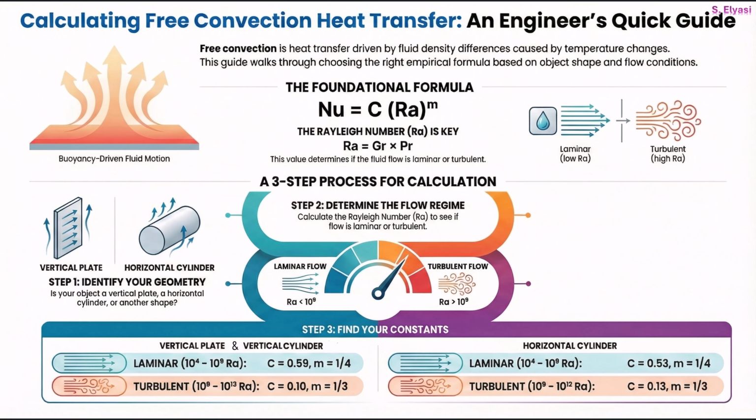Finally, let's get to those constants. The good news is the m value is super predictable. For a laminar flow, it's always 1/4, and for turbulent, it's 1/3. You just have to pick the right C for your geometry. For a vertical plate in laminar flow, C is 0.59. If it's turbulent, C drops to 0.10. For a horizontal cylinder, it's almost the same pattern. C is 0.53 for laminar and 0.13 for turbulent.